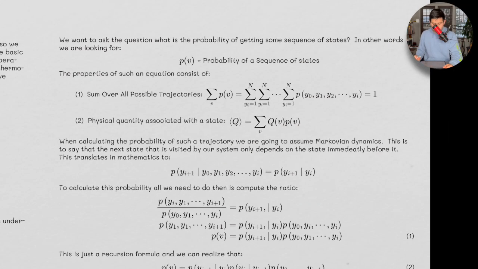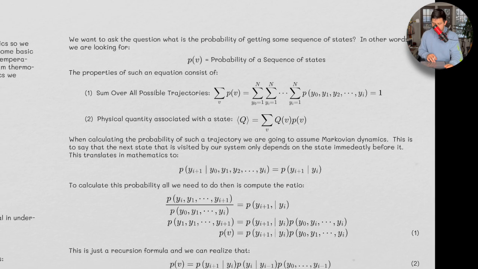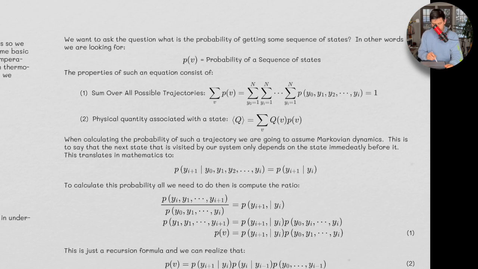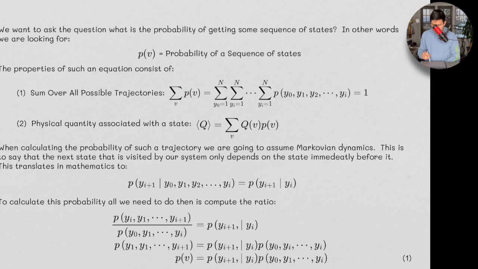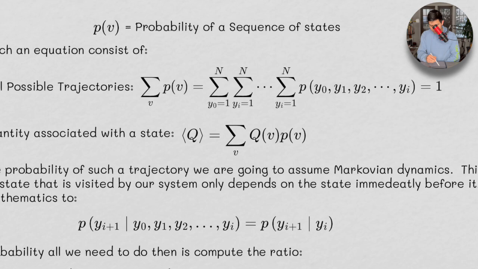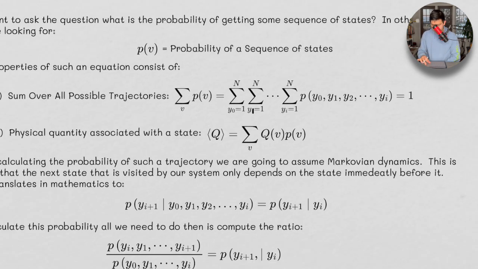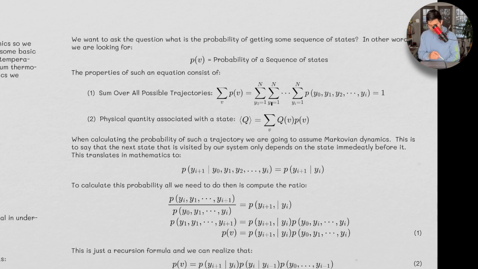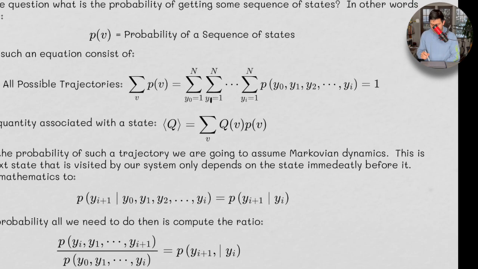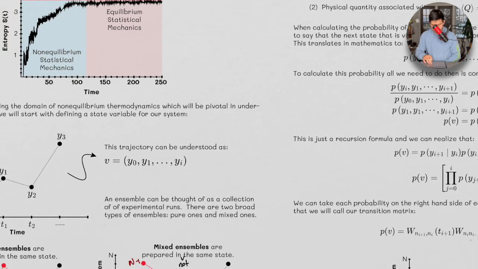All right. We want to ask the question, what is the probability of getting some sequence of states? In other words, we are looking for a probability of having a particular sequence of states, which is V. Okay. The properties of such an equation consist of the sum over all possible trajectories equaling 1, because this is how probabilities work. Right, so the probability of this trajectory is the probability of all these with y0 going from 1 to n, y1 going from 1 to n, and y2, 3, 4, 5, however many y's we have, right? Again, the y's are the stops along this system, right?